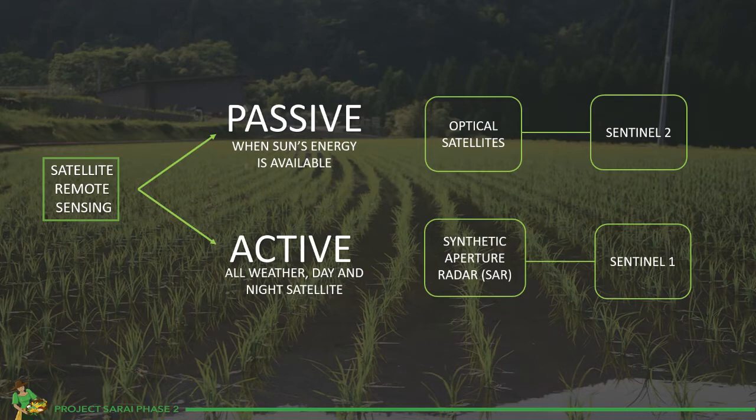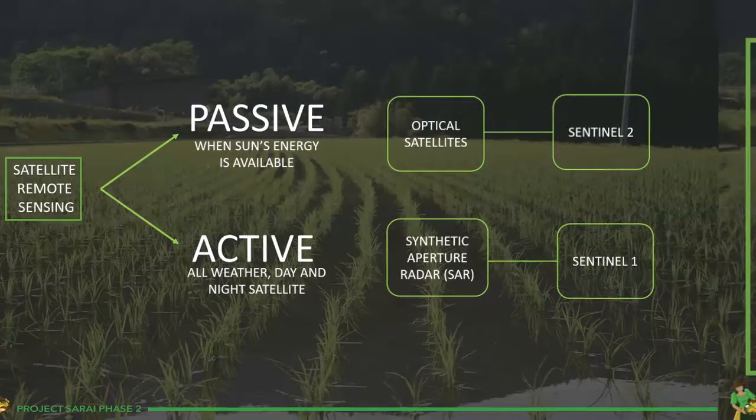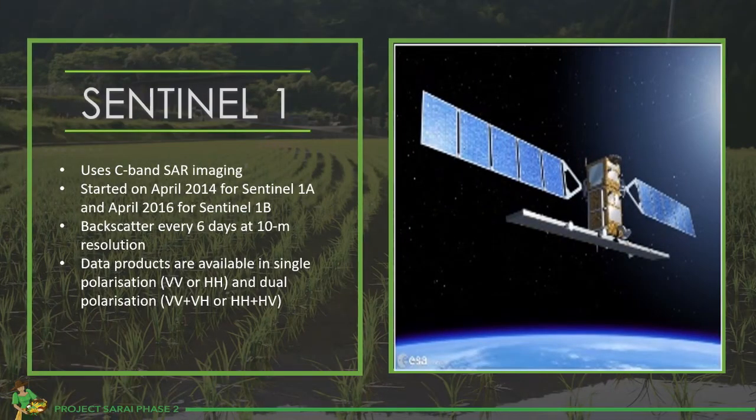For this study, we use Sentinel-1 for SAR data and Sentinel-2 for optical satellite data. Sentinel-1 has two satellites, the Sentinel-1A and 1B. Sentinel-1A started its mission on April 2014 and Sentinel-1B on 2016. Its temporal resolution is 6 days with 10 meters spatial resolution.